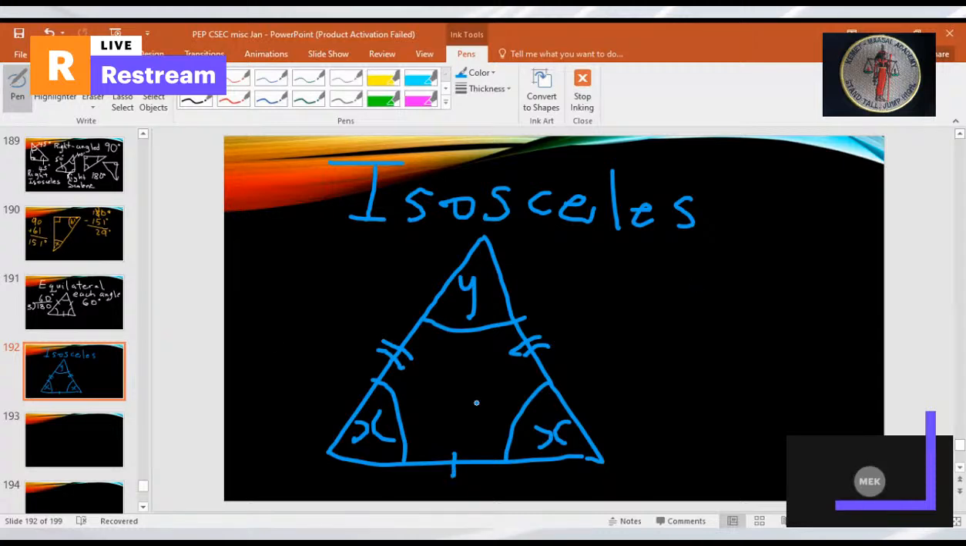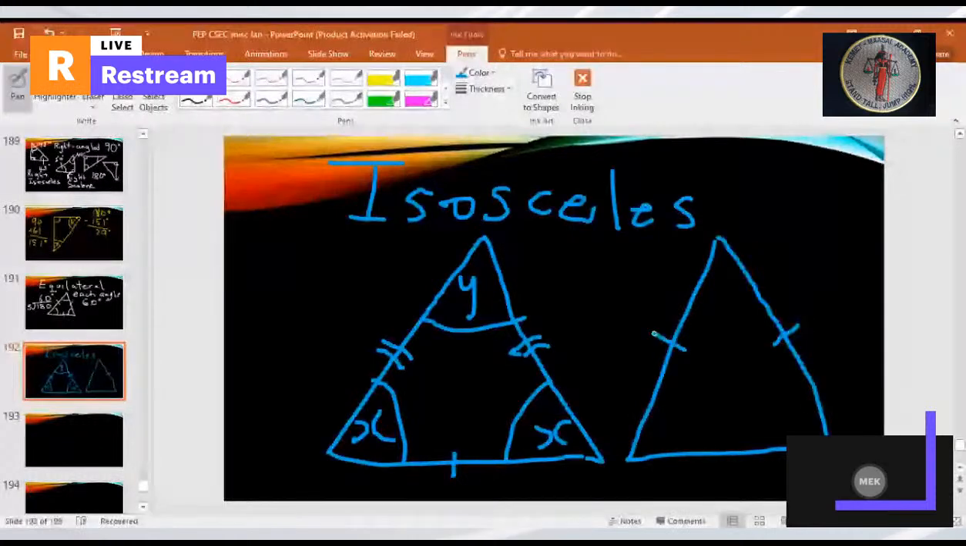So we call these the base angles. The 2 angles are the base angles. They are the same. Sides attached to the base angles are also equal. So in this triangle, so you say put that and this one.